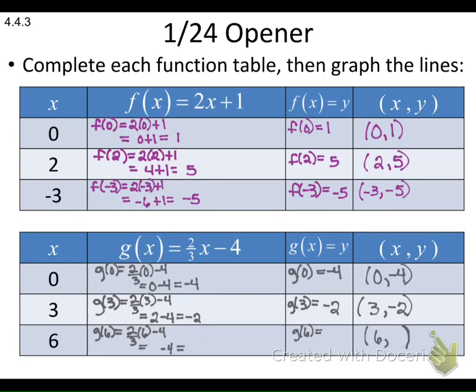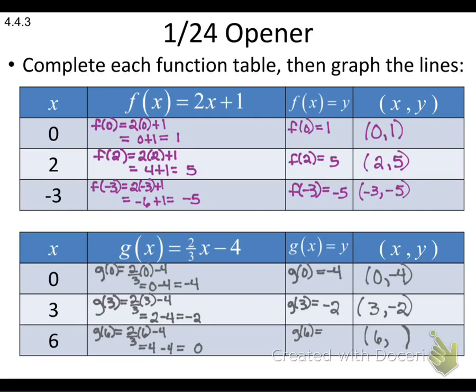Not a big deal. So if I have 2/3 times 6 minus 4, what's 2 times 6? 12. What's 12 divided by 3? 4. That's where I messed up. That's where I put 0. So then what's 4 minus 4? 0. You just gave me the answer. You didn't tell me the work.